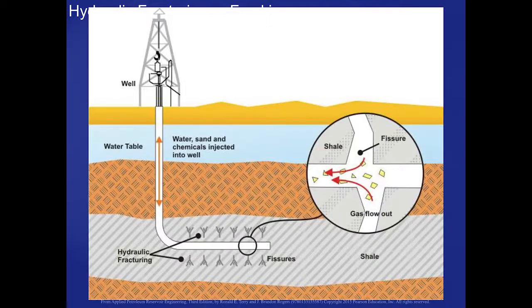Here is another picture of the fracking process. You can see the fluid going into the shale zone, creating this fissure with this high pressure, and then the hydrocarbon coming into the fissure and then into the well.